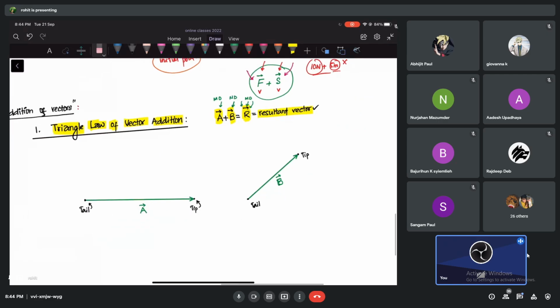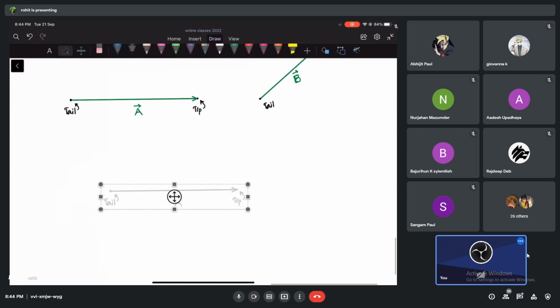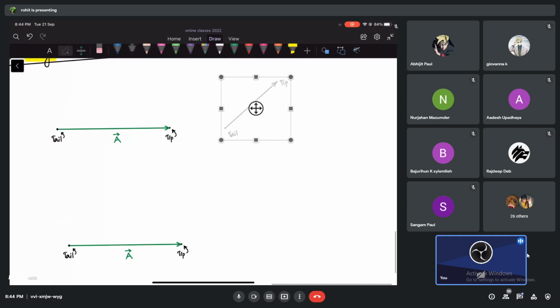So look at the rule. I hope you're getting what I'm saying. The rule is you take the first vector. I'm taking the first vector. You can take any vector as the first vector, by the way, B also or A also. I'm trying to add them. Take the first vector, then you bring the second vector.